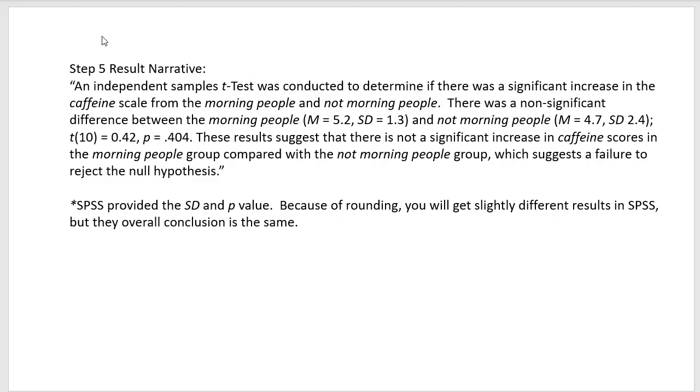An independent samples t-test was conducted to determine if there was a significant difference in the caffeine scale from the morning people and not morning people. There was a non-significant difference between morning people, which had a mean of 5.2 and standard deviation of 1.3, and non-morning people, who had a mean of 4.7 and standard deviation of 2.4. The t of 10 degrees of freedom is equal to 0.42 with a probability of 0.404.